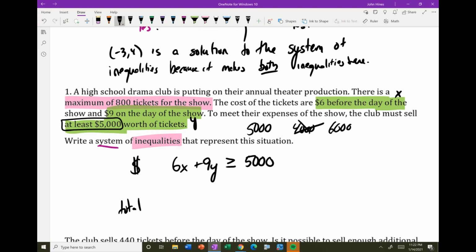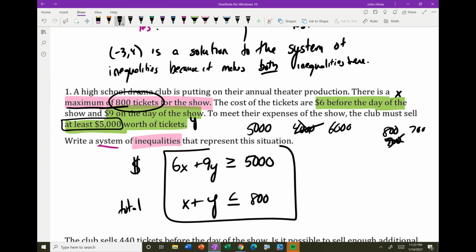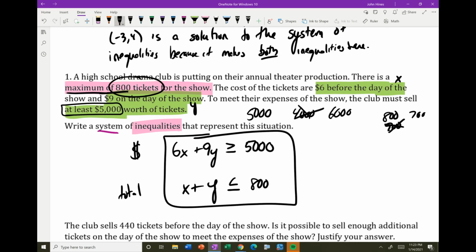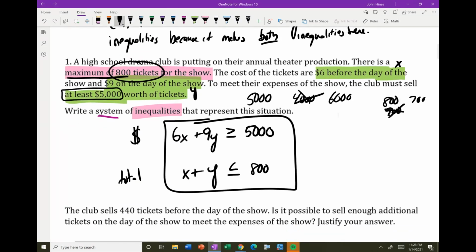And now the total, the only thing I haven't used yet is the 800 tickets. So the total, we always just find the sum, x plus y. I've only got 800 tickets. I can't sell 900. 900's no good. 700? Yeah, there's enough seats. So there is at most 800 seats. I've got to be smaller than 800. So this is my system of inequalities. You got to use a little bit of common sense here when reading these words. What does at most mean? What does at least mean? So that's how you figure out what sign, greater than or less than, to use.